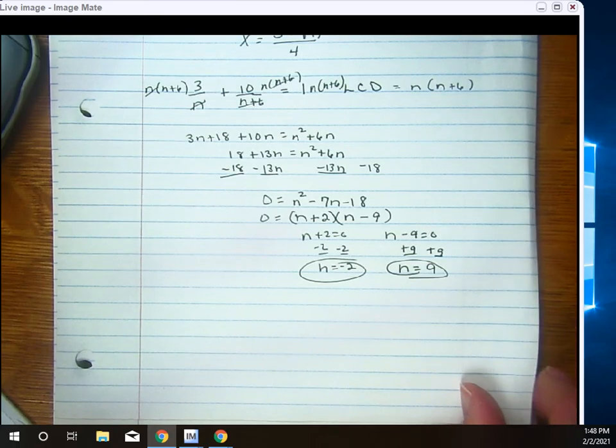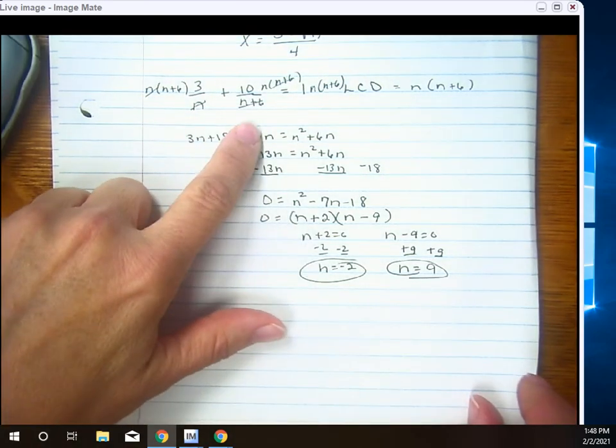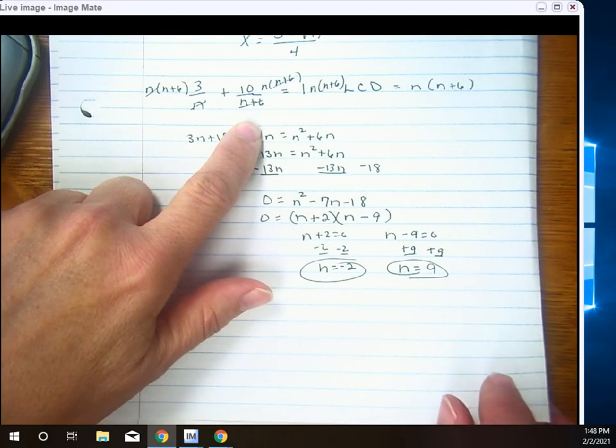Make sure when you have a fraction that your answers do not give you a 0 in the denominator in the original.